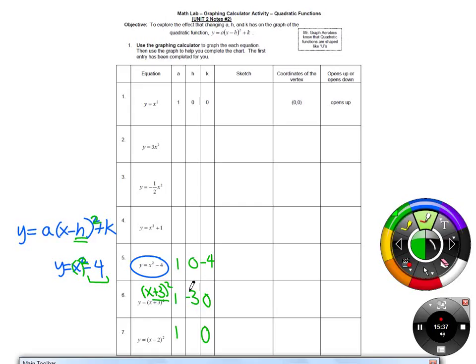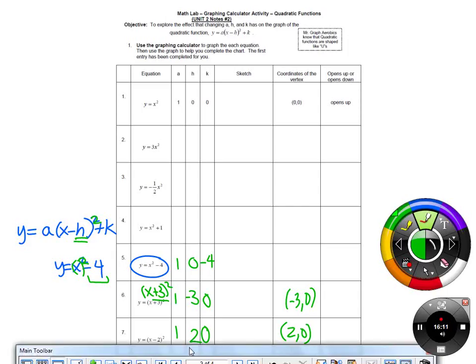And then what did you see happen to the graph when you sketched it by putting this negative 3 here? So H is now negative 3. What happened to this graph? Look at your sketch. It went to the left 3 units, right? Meaning its vertex, instead of being 0, 0 like the original function, is now at negative 3, 0. And what was our H value for number 7? 2. And you should have seen that graph move 2 to the right, meaning its vertex was now at 2, 0.